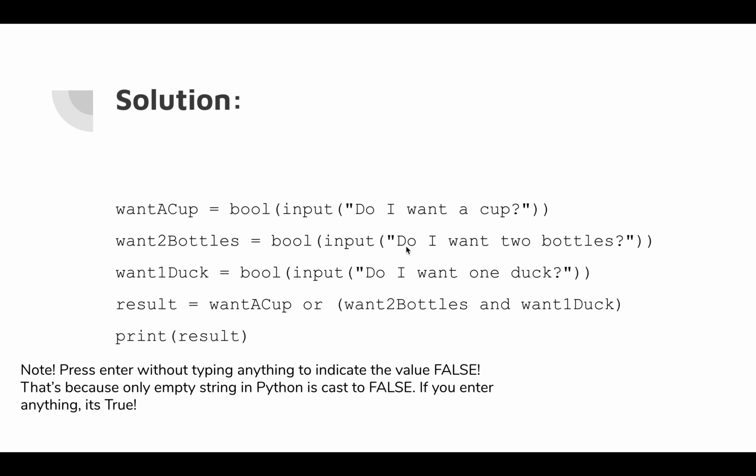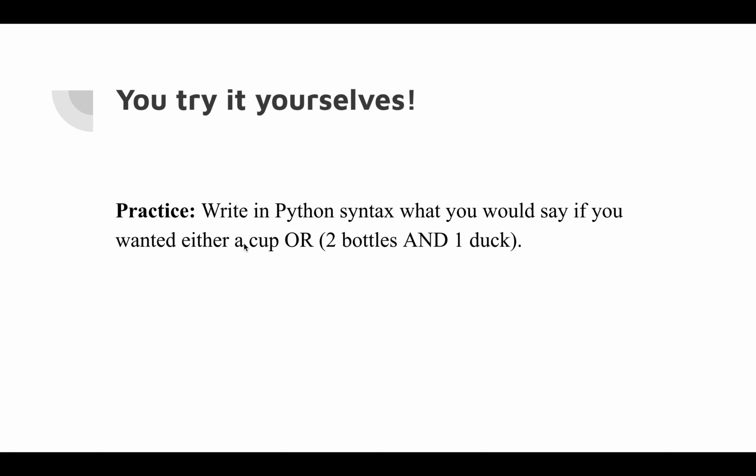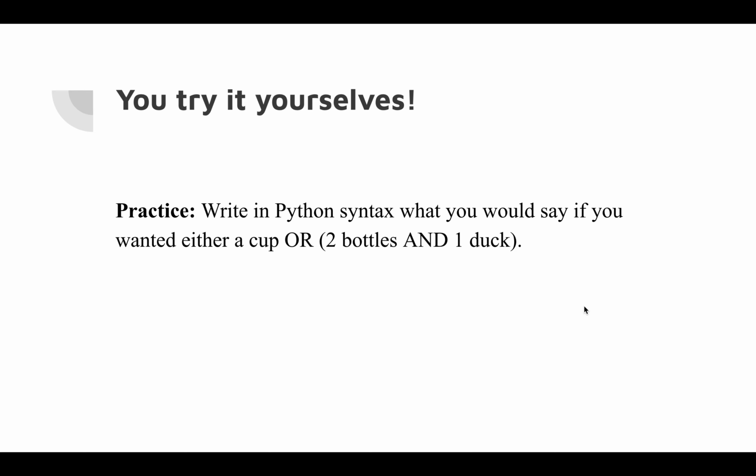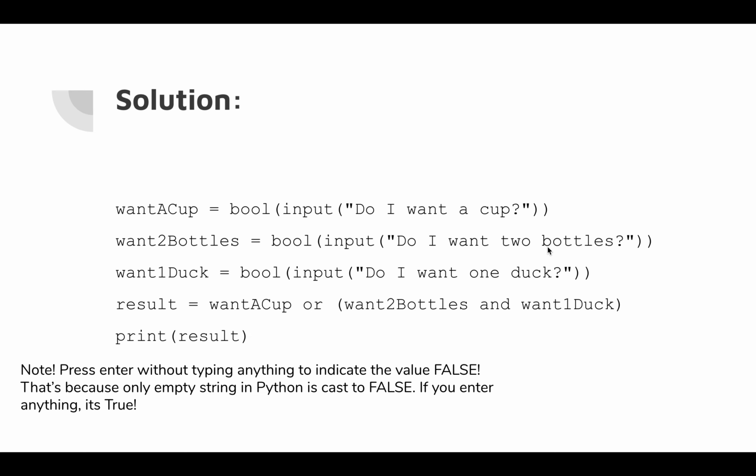And if you want this value to be true, just type any random character and this value will be true. Then you'll notice that per the problem requirements, it says wanted either a cup or 2 bottles and 1 duck. So we did that: want a cup or want 2 bottles and want 1 duck, and there are parentheses as well. And then you can just print the result as required.